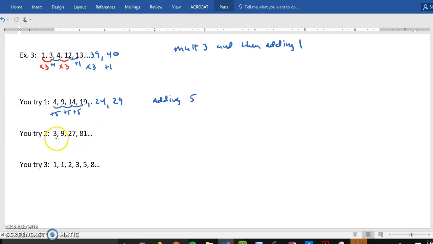You try number 2. What do we notice? 3 to 9, 9 to 27, 27 to 81. You're definitely not adding the same amount each time. So, am I multiplying by the same amount? Yes, I'm multiplying each one by 3. And that would be the rule: multiply by 3. So the next one would be 243, and then 243 times 3 would be 729.